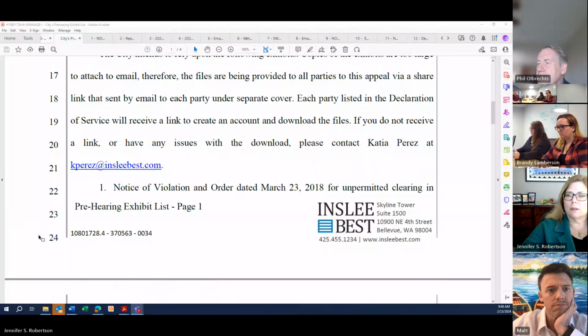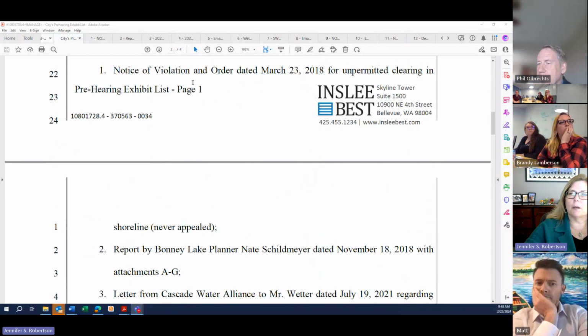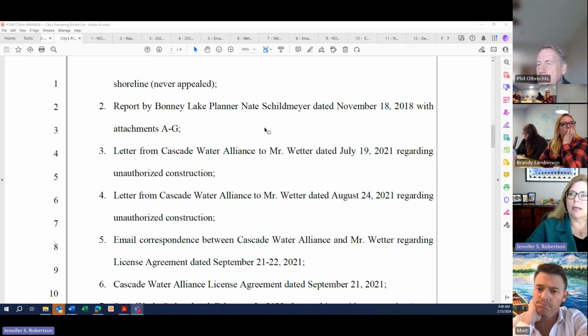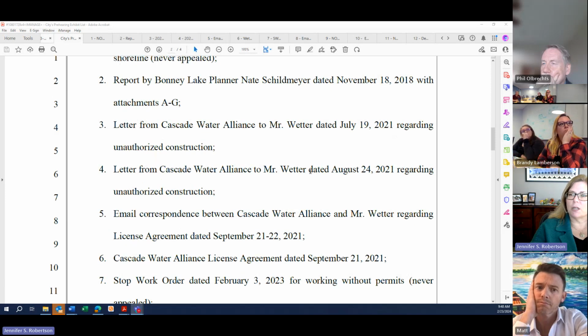Okay. So here is the exhibit list I provided to everyone. There's the cover. So the first exhibit was the notice of violation from 2018. That was about the unpermitted clearing in the shoreline. The second was a very detailed, 30 or 40 page report by the Bonney Lake planner, Nate Schaldmeyer, dated November 18th, 2018, which had attachments A through G.